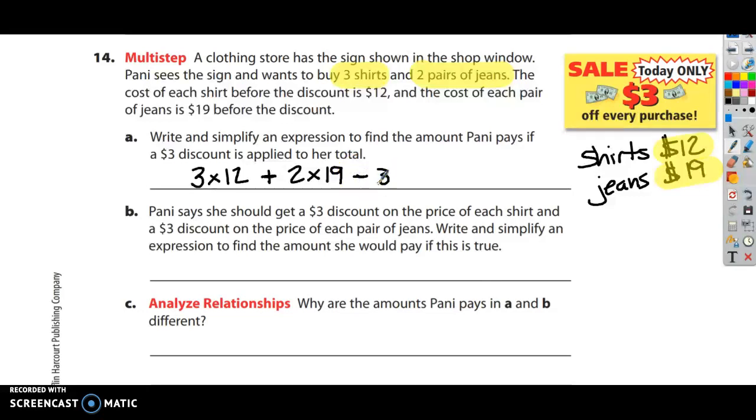We're good here. Now are we supposed to simplify? We are. It says write and simplify. That means we have to solve. Write and simplify. So let's solve this, and this isn't going to take too much crazy work.